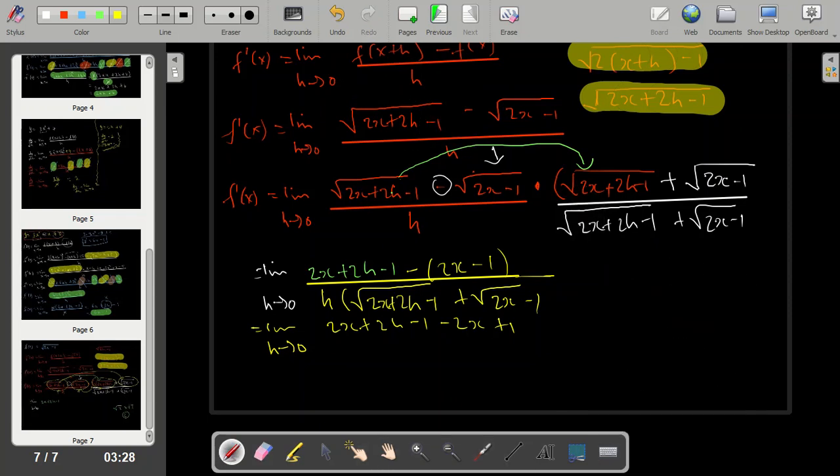We can even simplify that. This part, the 2x and this one will cancel out. Then we also see that this one and this one will also cancel out, so we are just going to remain with the 2h. So what remains here is 2h, everything divided by this.